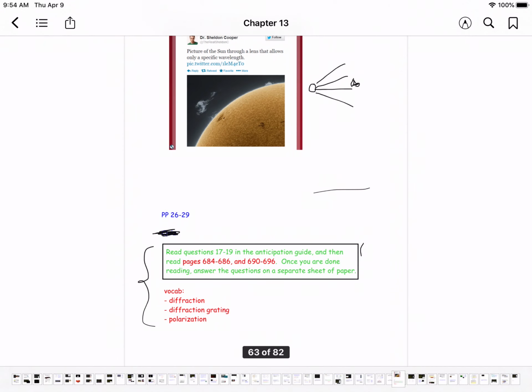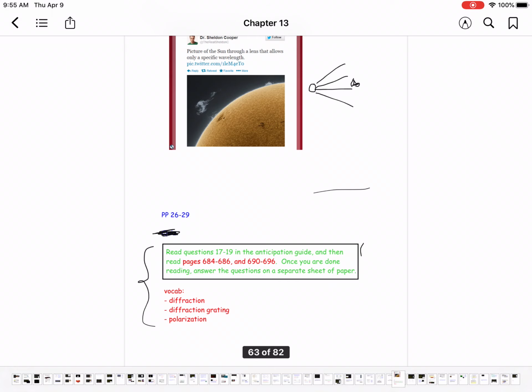Hello there, Physics 30. We are on to EMR Chapter 13, Lesson 7. Holy man, we're getting through this. So I should start by saying, alrighty then. Okay, so here we go.